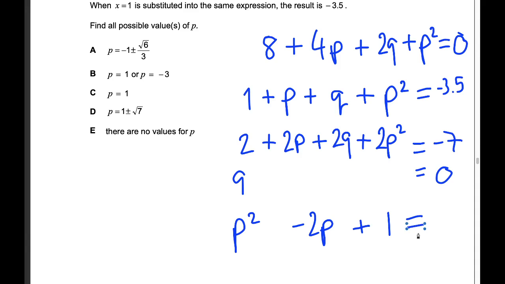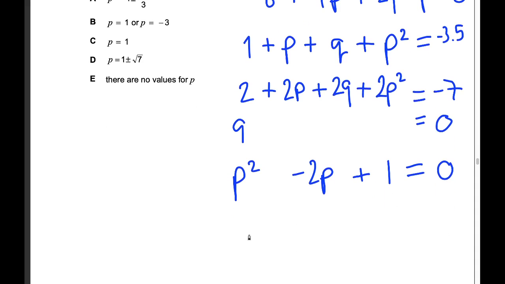Okay, and actually, I think that's a perfect square, isn't it? That's p minus 1 squared. Okay, so you're looking for two numbers that add to make minus 2 and multiply to give 1. So it's p minus 1 squared, so the answer is just p equals 1.